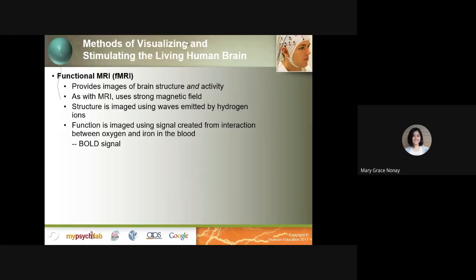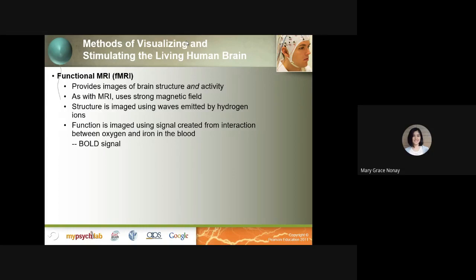Okay, so yun yung ano, pinagkukunan nila ng way to have the image of the brain, mainly on the oxygen and iron. There are four advantages. Now, please take note of this. Functional MRI has four advantages over the PET or the positron emission tomography.